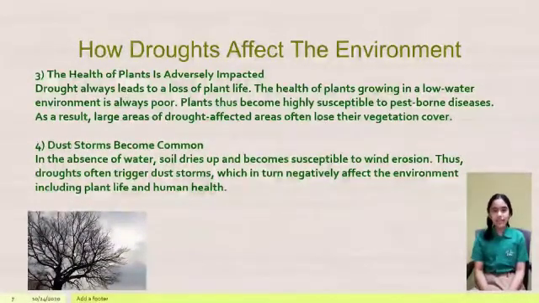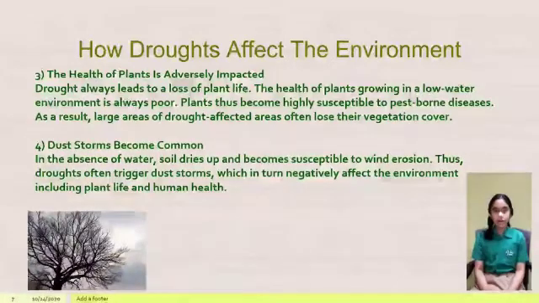How is the health of plants impacted? Droughts always lead to a loss of plant life. The health of plants growing in a low water environment is always poor. Plants thus become highly susceptible to pest-borne diseases. As a result, large drought-affected areas often lose their vegetation cover.